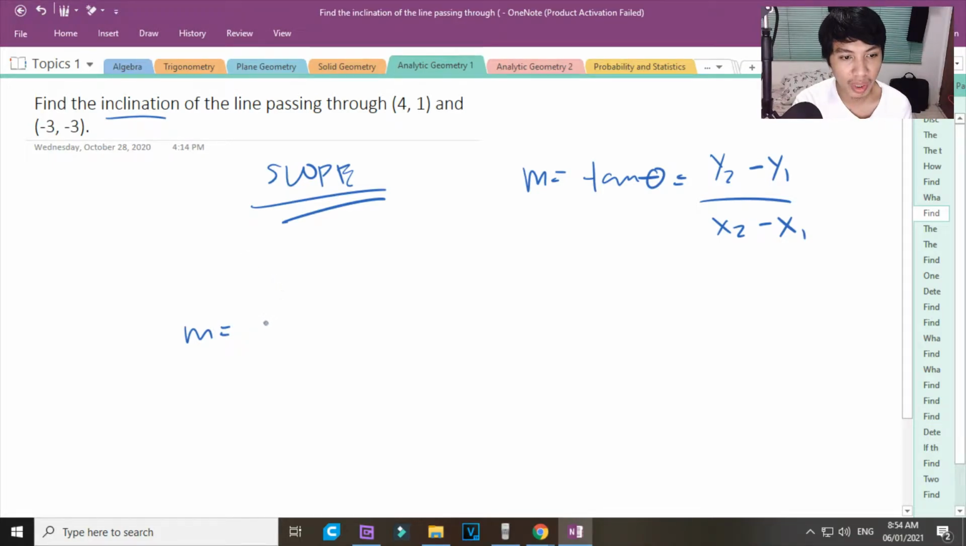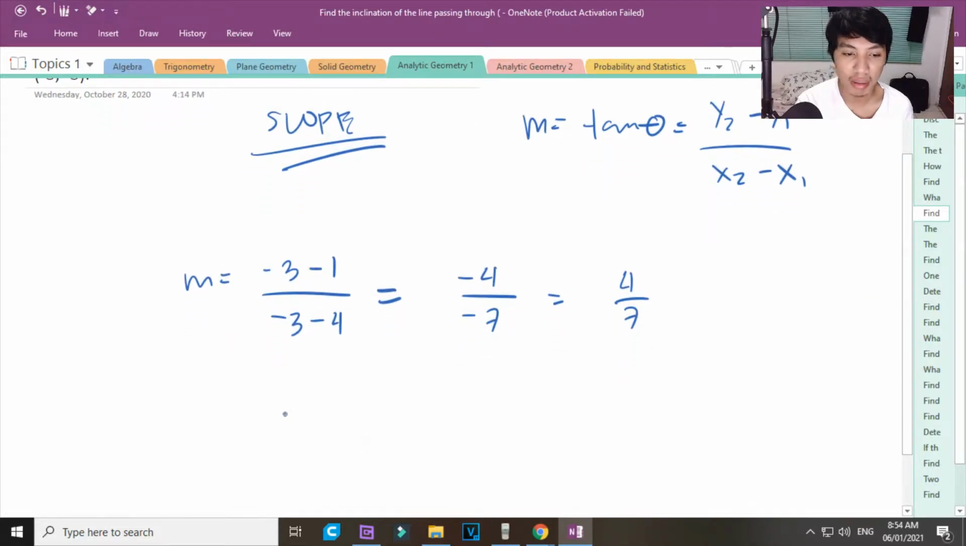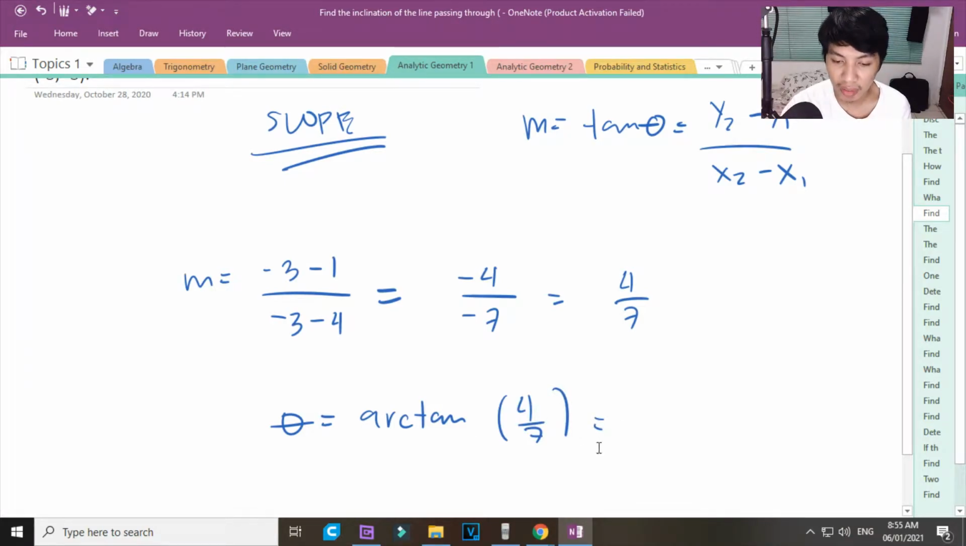That is negative 3 minus 1 over negative 3 minus 4. Now, what is the inclination? Negative 3, negative 1, that is negative 4. Negative 3, negative 4, that is negative 7. Therefore, that is 4 over 7. O ngayon, pag hinahanap mo yung theta, di theta is equal to arctan ng 4 over 7. What is the angle of inclination?